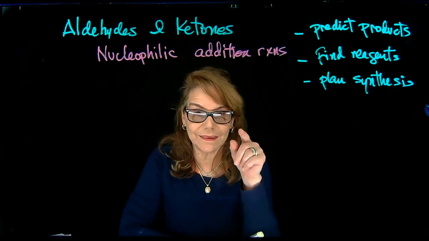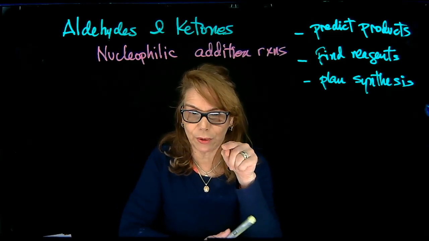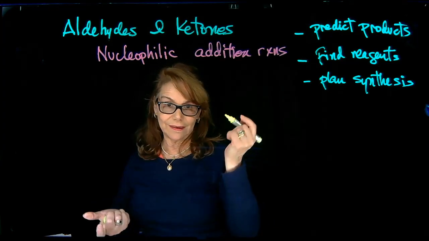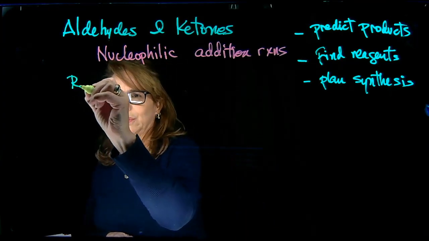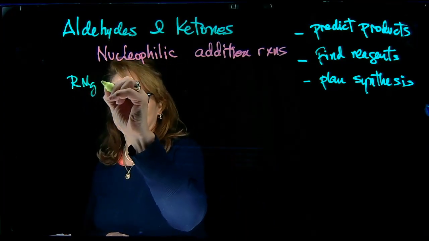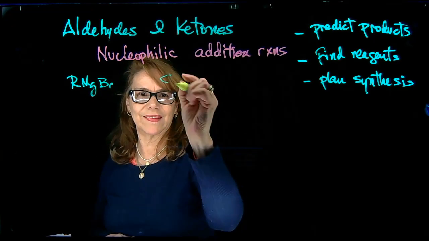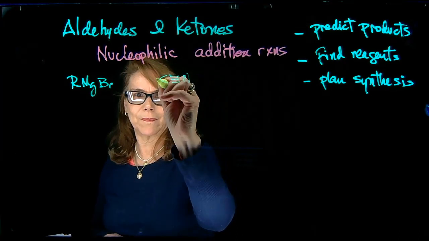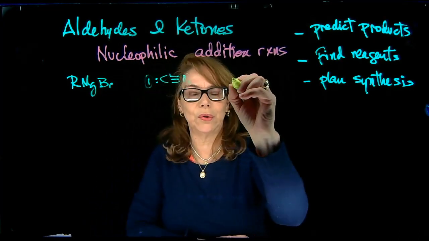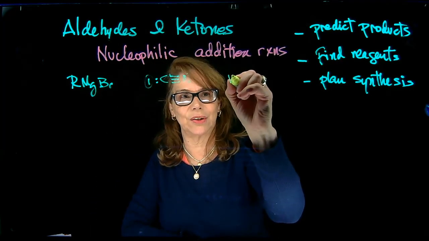Now we're going to be studying carbon nucleophiles. In this sense, we're going to be doing, for example, Grignard. We're going to be doing cyanide. And we'll also be doing Wittig, the ylide as nucleophile.